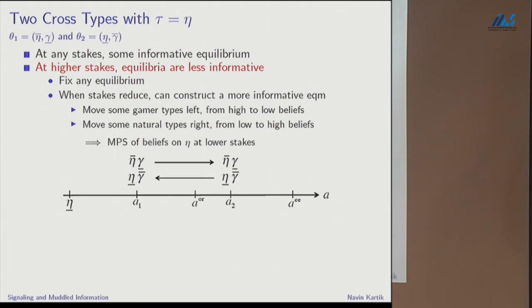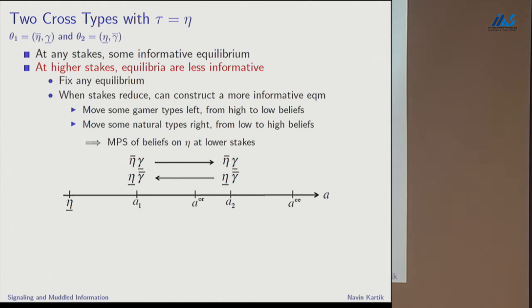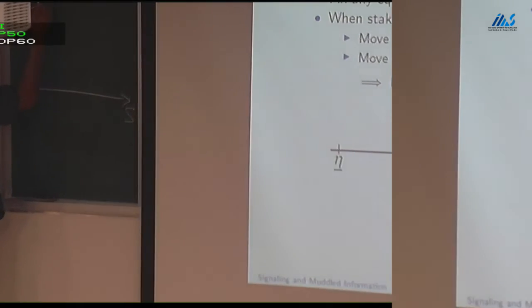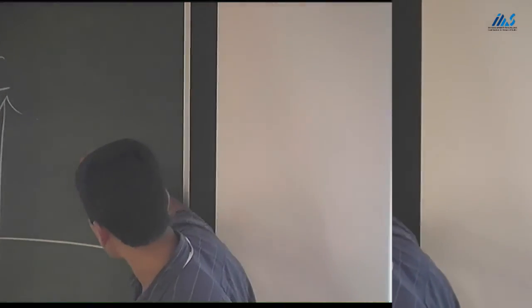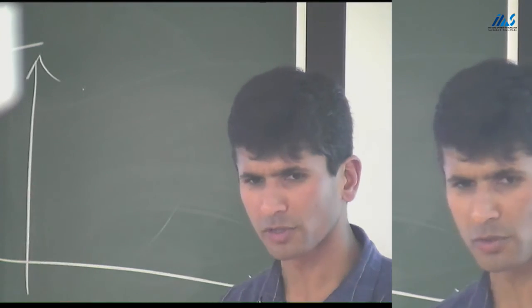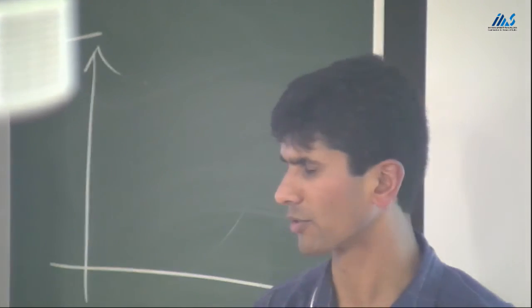Pictorially, think about stakes on the horizontal axis and some measure of information. Let me just be vague about exactly what it is on the vertical axis. What we want to show is that when stakes increase, information reduces, in some sense that I will make precise, in an appropriate set order sense.